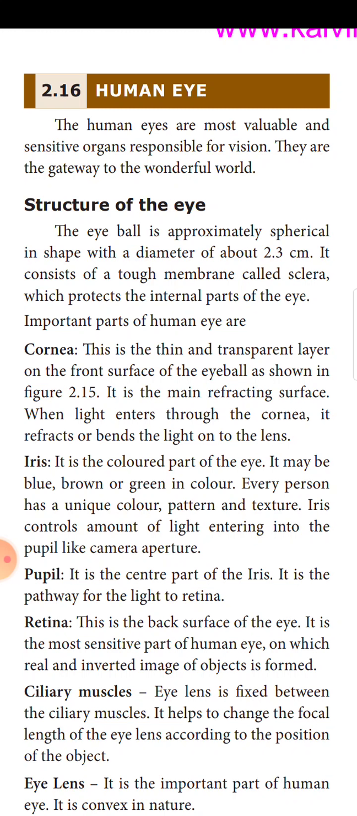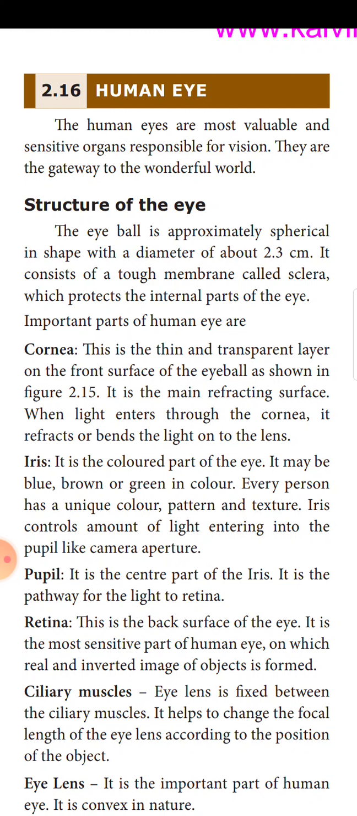Structure of the eye. The eyeball is approximately spherical in shape with a diameter of about 2.3 centimeter. It consists of a tough membrane called sclera, which protects the internal parts of the eye.